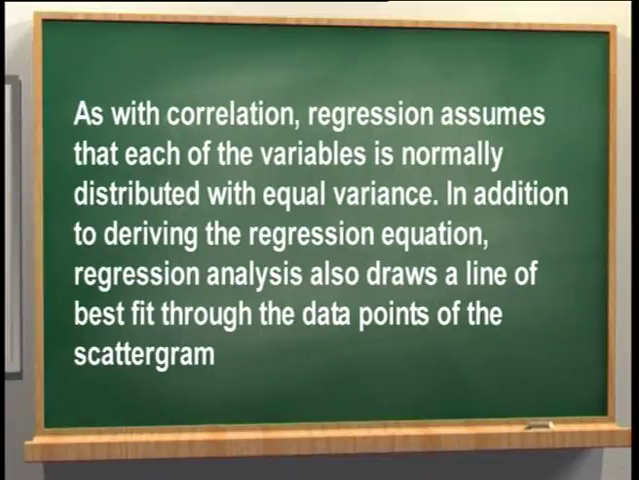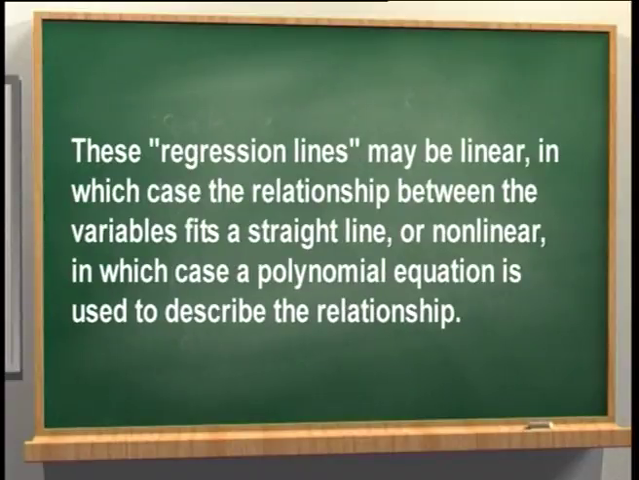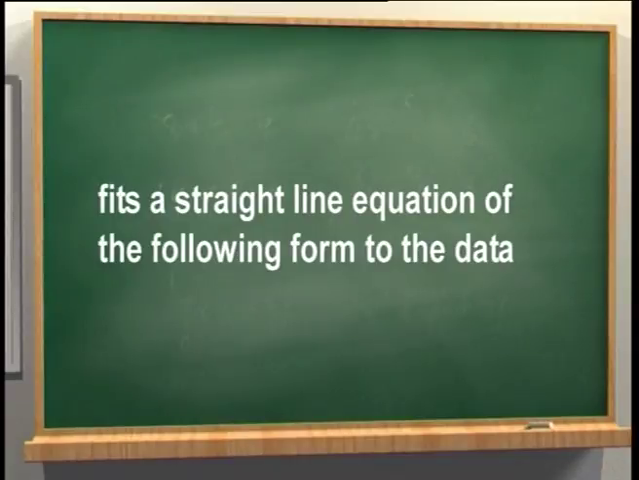In addition to deriving the regression equation, regression analysis also draws a line of best fit through the data points of the scattergram. These regression lines may be linear, in which case the relationship between the variables fits a straight line, or non-linear, in which case a polynomial equation is used to describe the relationship. Regression is also known as simple regression, linear regression, or least squares regression. This fits a straight line equation of the following form to the data.